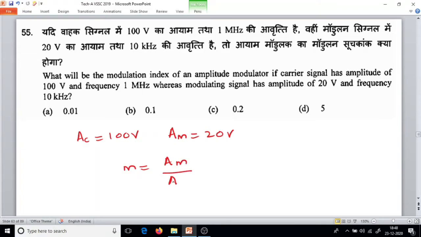It's a direct question. What is the value of AM? AM equal to 20 divided by 100, so it equals 0.2. 0.2 is the modulation index of this question.